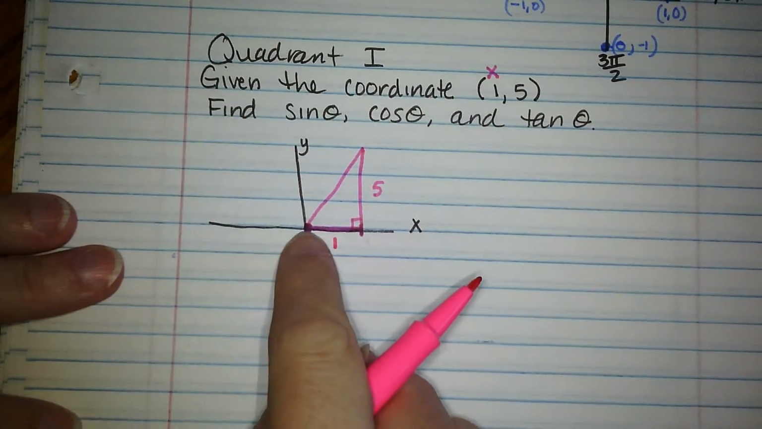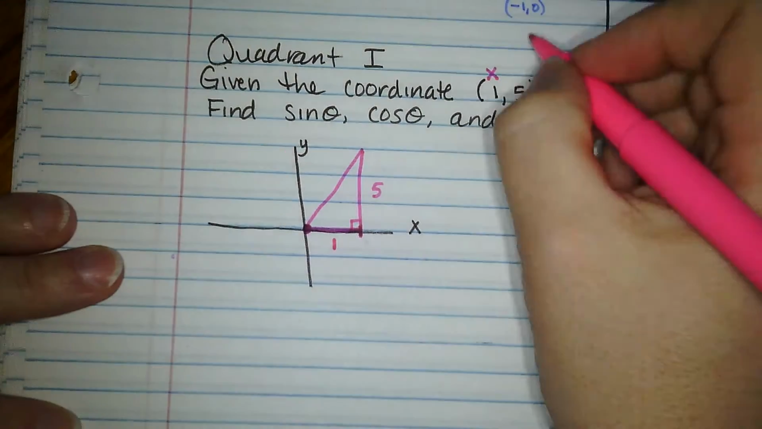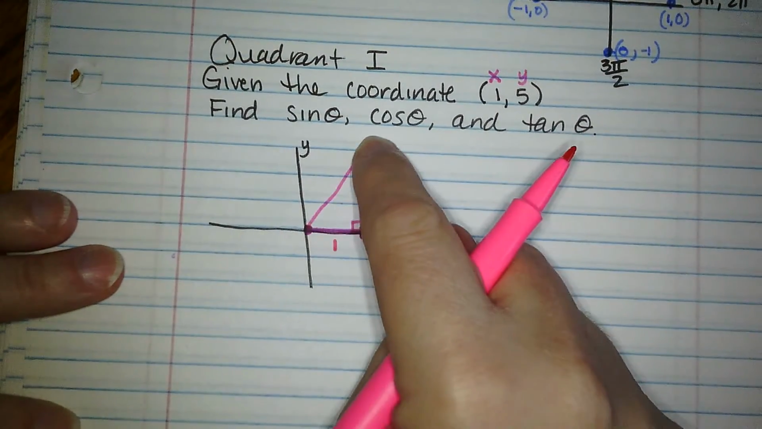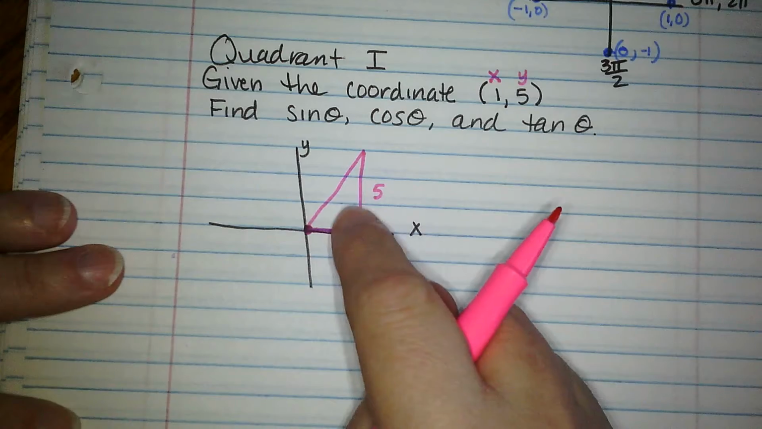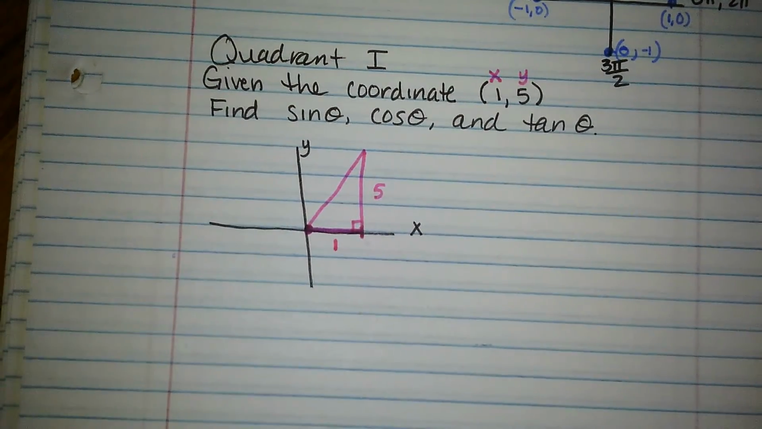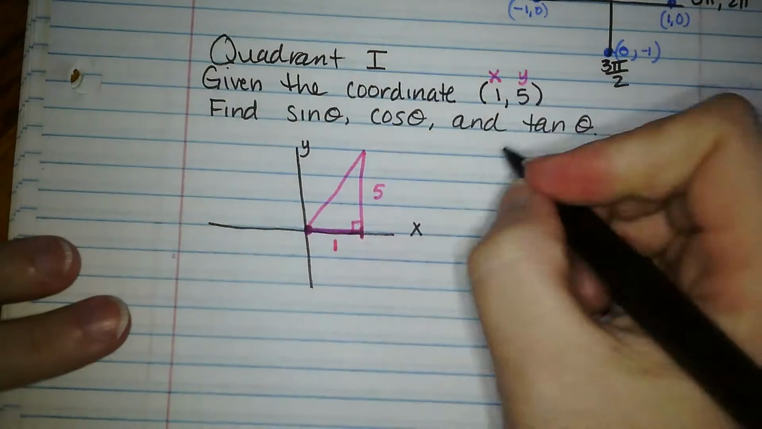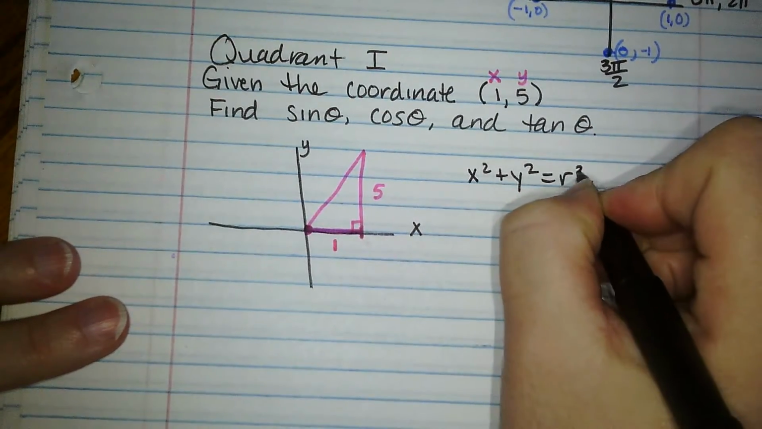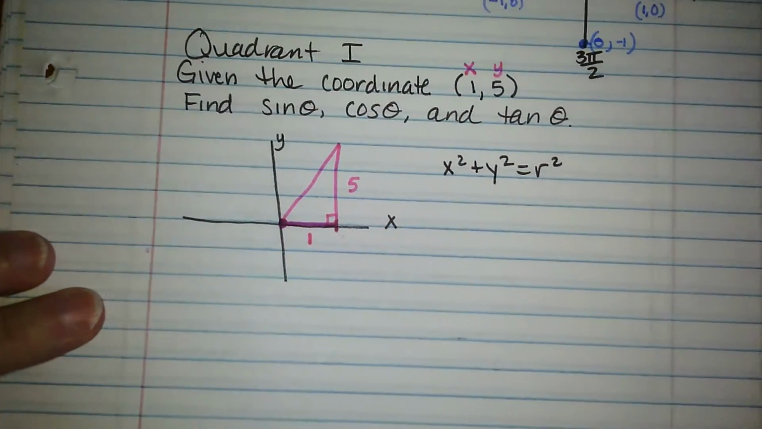Again, the X distance is 1. The Y distance is 5. And this is the radius of our circle. Now, this is not 1. So what we need to do is use the circle formula, x squared plus y squared equals r squared, to find the radius and plug it in.